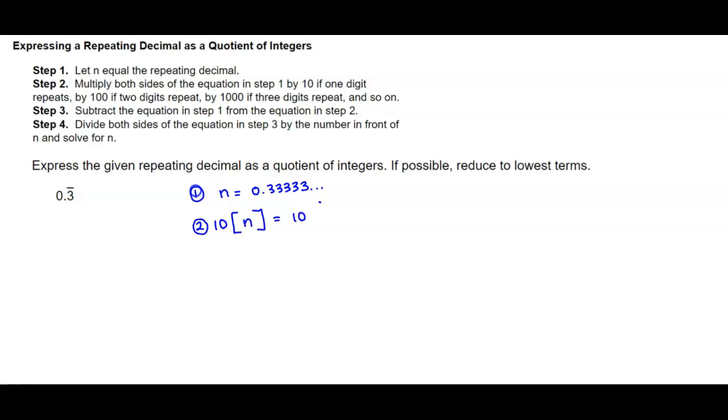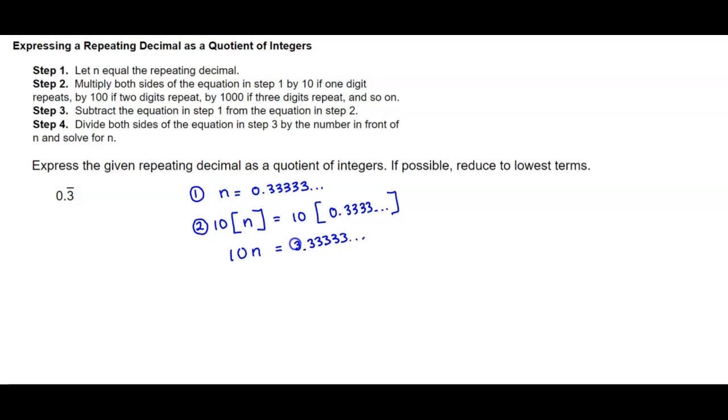So we're going to take 10 and multiply that by 0.3333 repeating. When we multiply that out, we get 10n, which is equal to 10 times 0.333, which means we move the decimal place over once because we're multiplying it by 10. So by multiplying by 10, we get 3.3333 repeating.